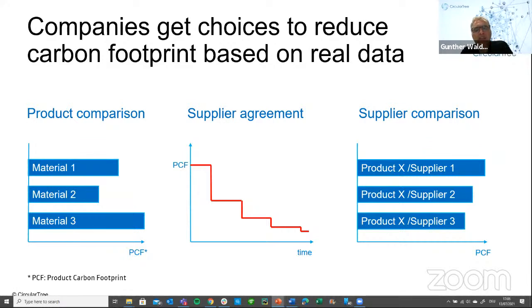And what is very clear is with this system, you can create an incentive to your suppliers in reducing their carbon footprint, because then it becomes a competitive advantage for them offering their products or their materials with a lower carbon footprint. And this is where we see the big impact of such a solution in order to reduce the overall carbon footprint of supply chains.